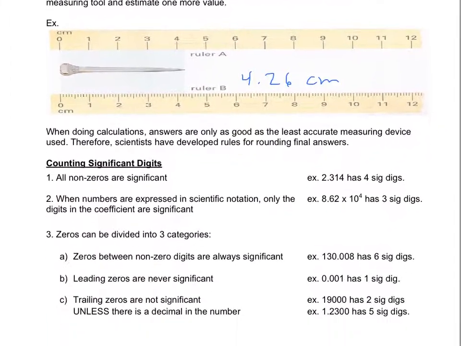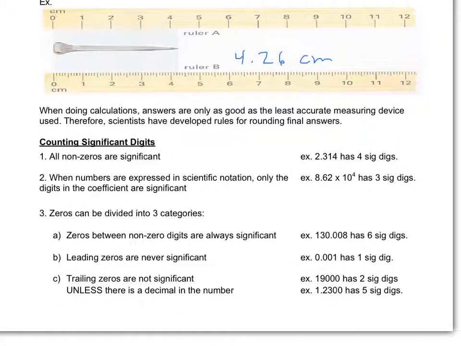When you do calculations with observations, your answers are only as good as the least accurate measuring device you used. Therefore, scientists have developed rules for rounding final answers and for how many numbers to actually include. Before we get to those rules, you need to know how to count significant digits in a number.